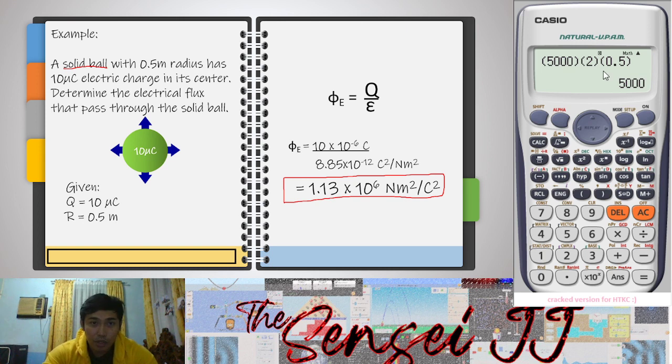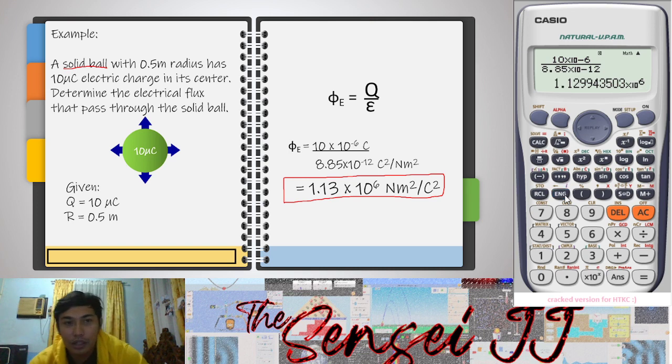Okay, so let's try to solve this one. Let's try to put it into our calculator. We have 10 times 10 raised to negative 6 all over 8.85 times 10 raised to negative 12. So, akyat lang yung negative 12 natin sa taas and we will have the answer of 1.131299, round it up. We have 1.13 times 10 raised to 6. So we have here our first answer. So this is the first method of answering our example.